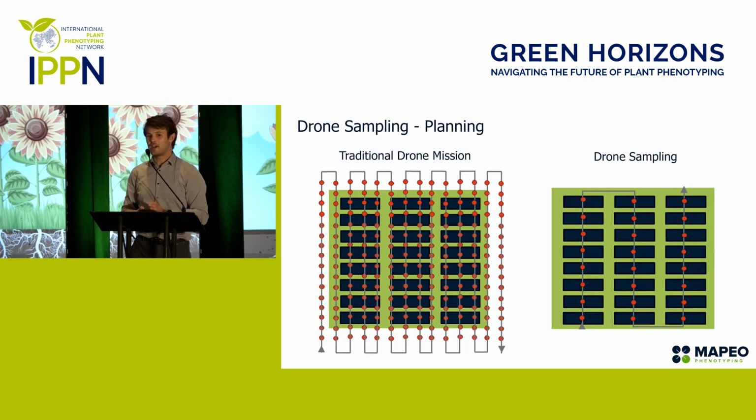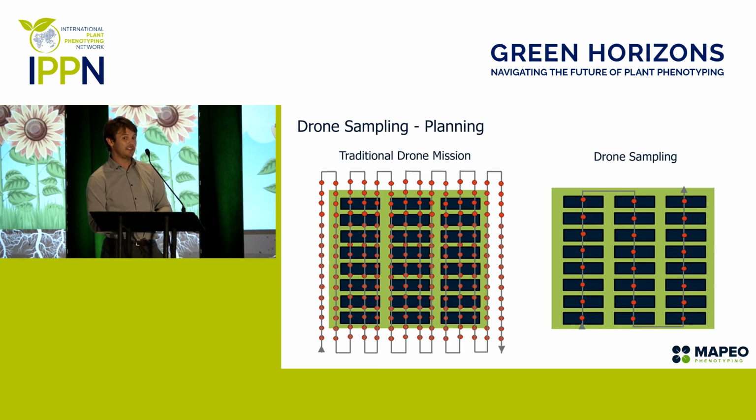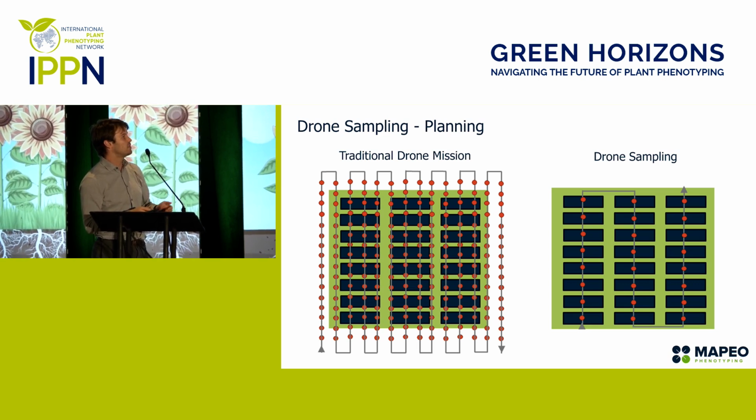So yeah, this is the comparison with the data requirements that we end up with. If we use this method, you can see that for a traditional drone mission, we're looking at hundreds of images, whereas it just gets down to tens or a few dozen for drone sampling to cover the same area.